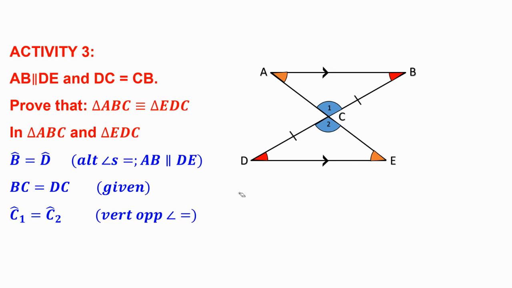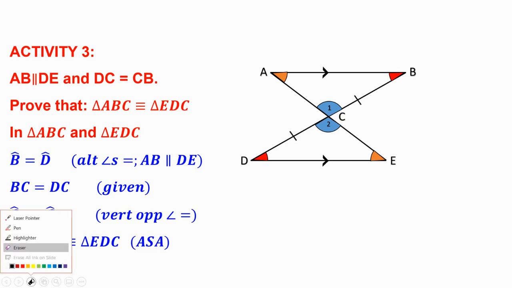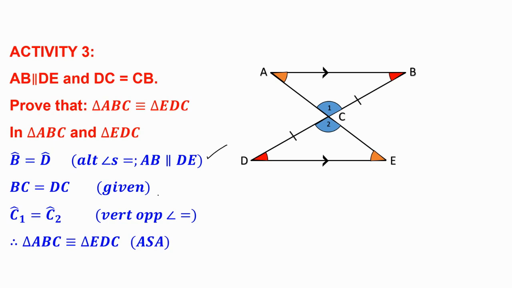These three conditions are enough. So we have here a side, we have an angle, a side, and an angle. So if angle, side, angle, you see that? That's enough to show us that triangle ABC is congruent to triangle EDC. See that? So we have our marks here. We got this one right. Statement and reason, statement and reason, statement and reason.